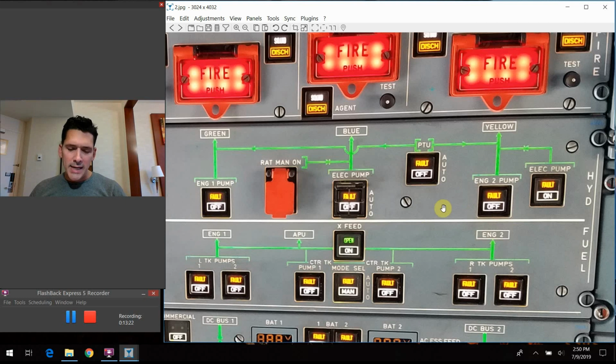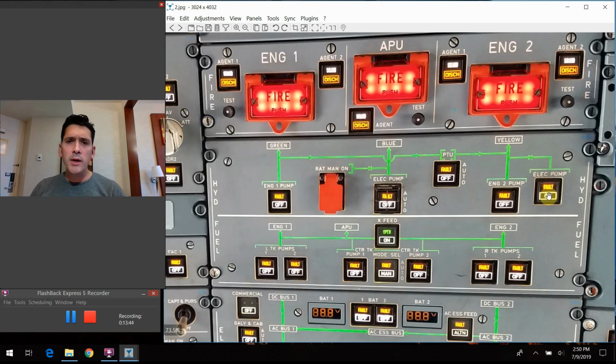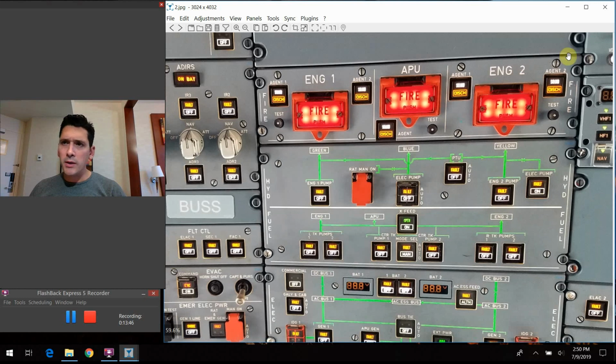And the last one, the blue electric pump switch and also the yellow electric pump switches, these fault lights would come on if you had a pump low pressure, an over temp in the reservoir, low air pressure in the reservoir, low quantity in the reservoir, and also if the actual pump was overheating. So that's a breakdown of the fault lights there specifically.